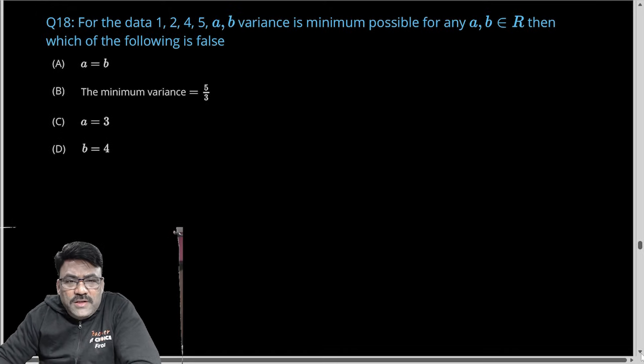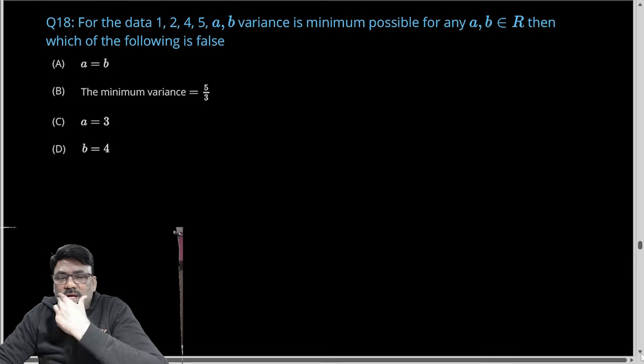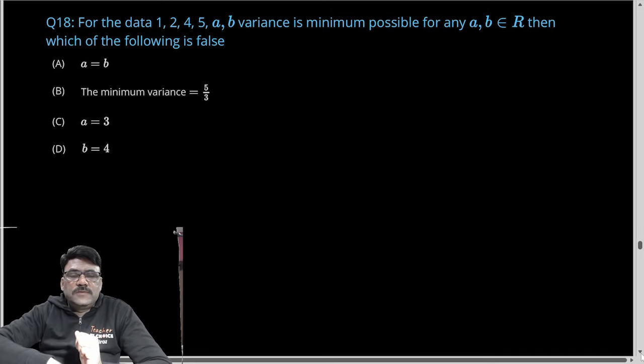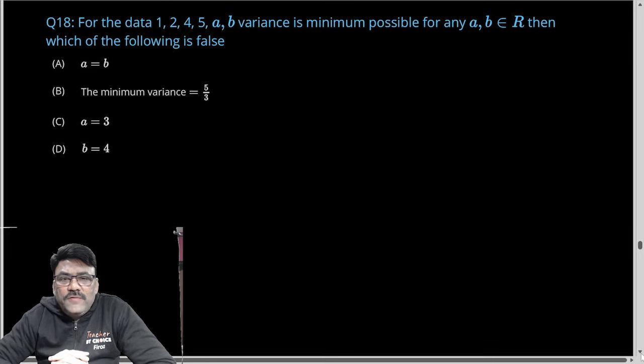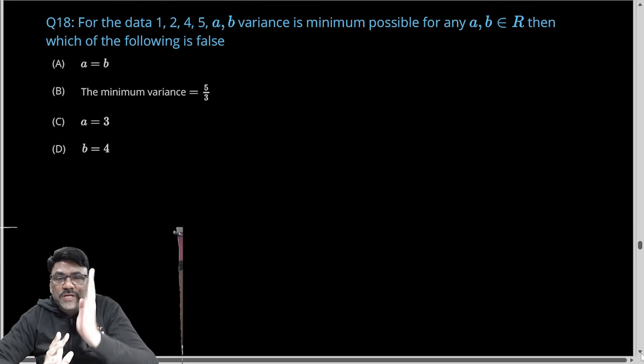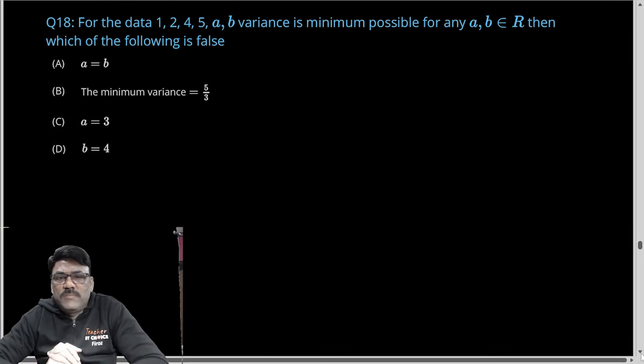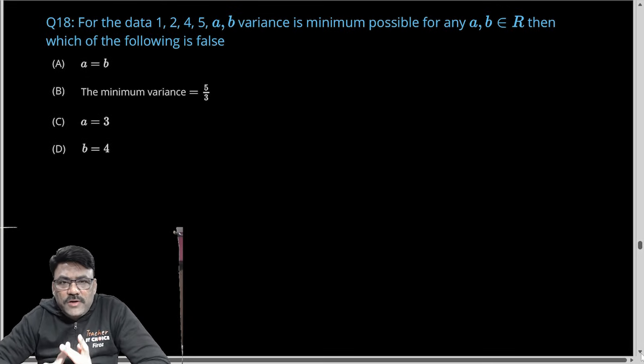So I need to find the variance of these observations. In fact, 6 observations I have: 1, 2, 4, 5, a, b. And I have to minimize the variance. And you know that when you subtract the same quantity from each observation, variance will remain the same. Variance, in fact, does not change if you increase or decrease each observation by a constant quantity. There will not be any change in the variance.